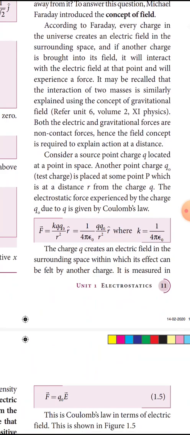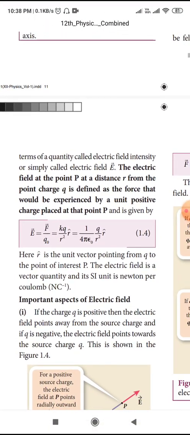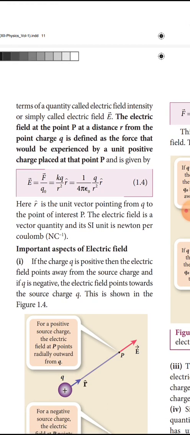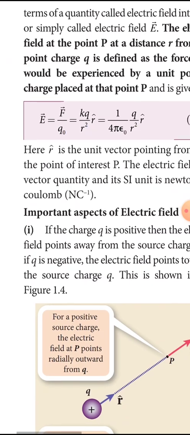So you know, electric field is defined as the force that would be experienced by a unit positive charge placed at that point. That you have to study. E vector is equal to F vector by q naught. This is a very, very important formula. E vector is equal to F vector by q naught.